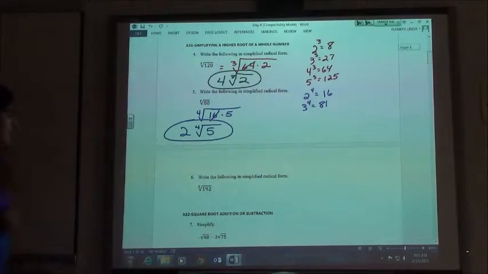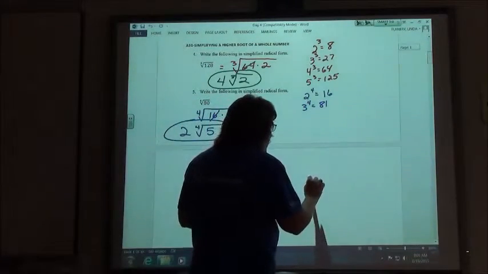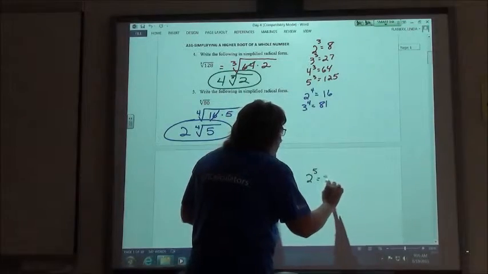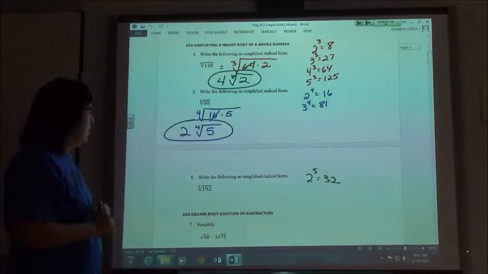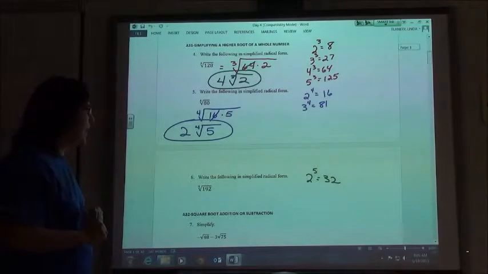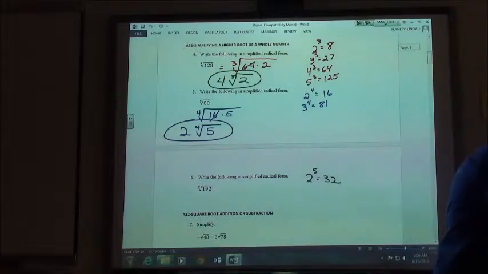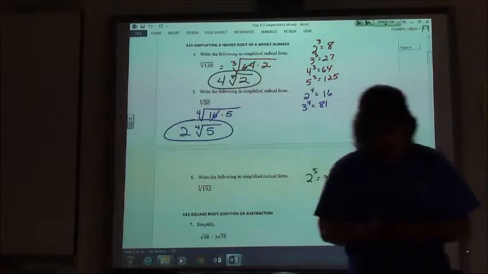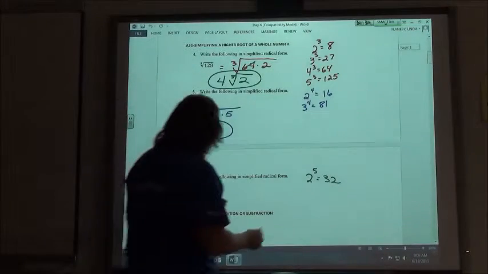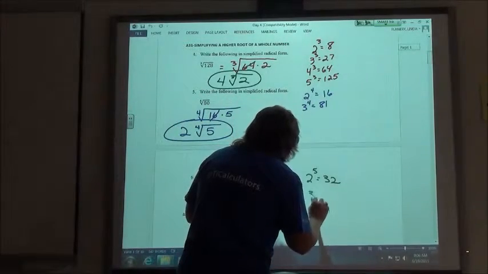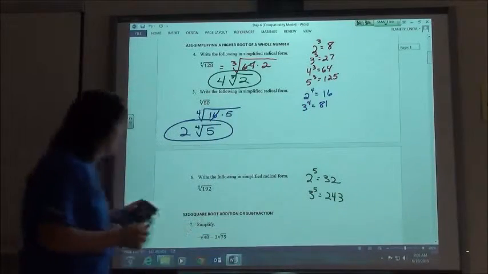And number 6, I'm going to do the 5th root. And so I'm going to say, well, 2 to the 5th is 32. 3 to the 5th is going to be way too big. If I grab my calculator quick, 3 to the 5th is 243. So we know that it has to be the 32.